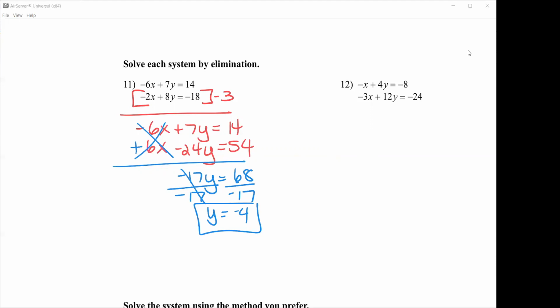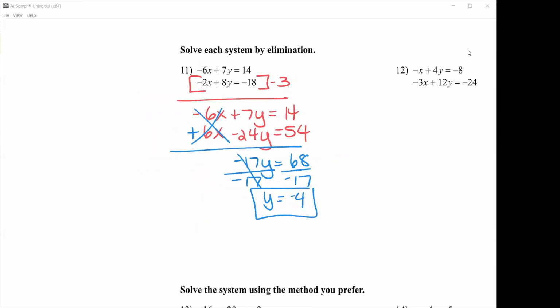Again, you could use either of the equations. I'm just going to pick the bottom one. So -2 times -4. Notice I'm not leaving the x there. I'm sorry, I went the wrong one, didn't I? I'm substituting for the y, not the x. So -2x plus 8 times -4 equals -18.